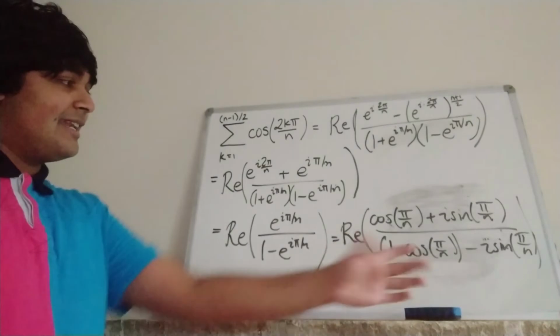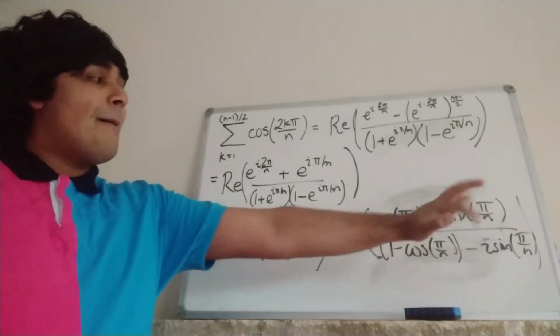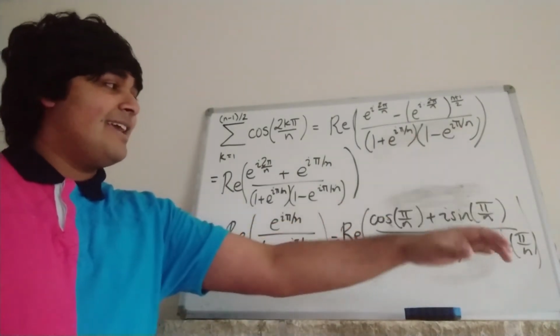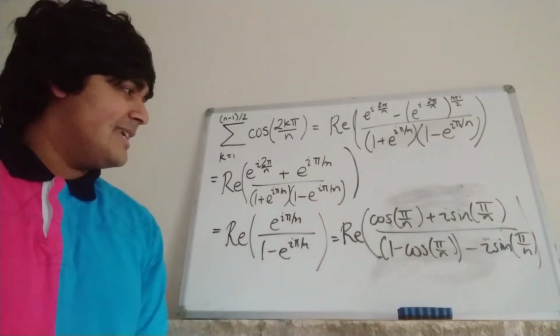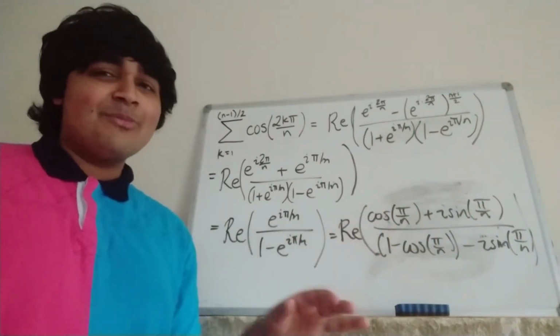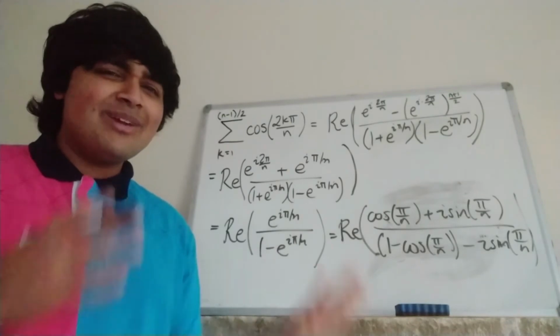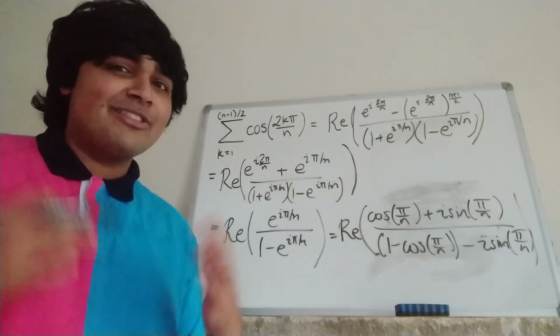So on the top then, we're going to get 1 minus cos pi over n plus i sine pi over n times this guy here. And on the bottom, we're just going to get a real quantity. Anyway, I've run out of space at the bottom of this whiteboard, so let me clear up the whiteboard and we'll continue, and we're pretty much almost done in proving the result.